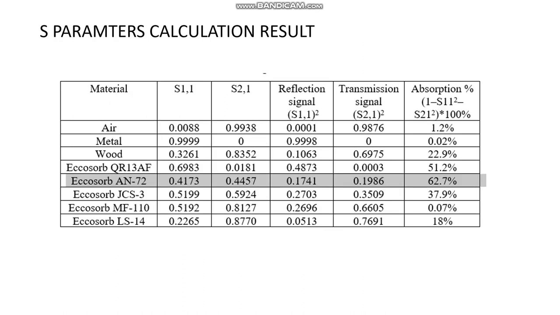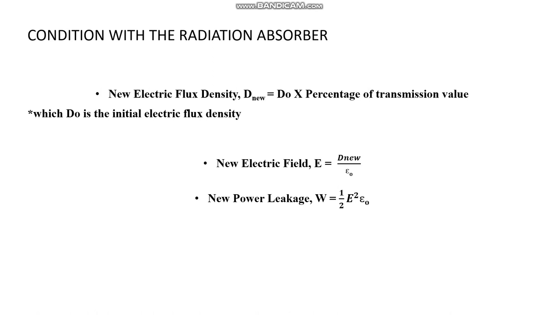When all of the parameters of the EcoSorb AN72 are calculated and tabulated as in this figure, in the highlighted row we can see that the EcoSorb AN72 material has the highest absorption rate, which is around 62.7%, and the transmission signal is around 0.19 x6, which is then used for the next calculation for the second condition. So this is the second condition, the condition with the radiation absorber.